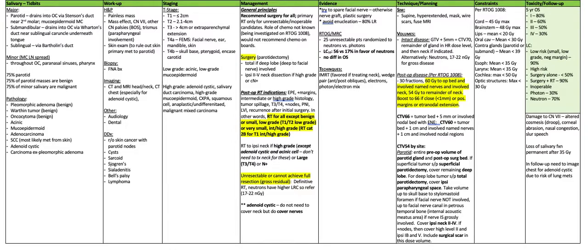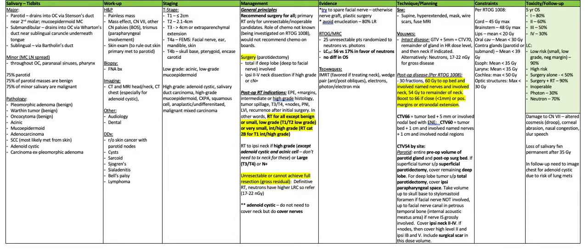Techniques and planning: SIM supine, neck hyperextended, mask, wire the scars, fuse the MRI. Volumes: for intact disease, GTV plus 5 millimeters equals CTV 70. The remainder of the gland is in the high-risk dose level, and then neck if indicated. Alternatively, neutron 17 to 22 neutron gray for gross disease. Post-op per RTOG 1008, 60 gray in 30 fractions to the post-op bed and involved named nerves and involved neck.